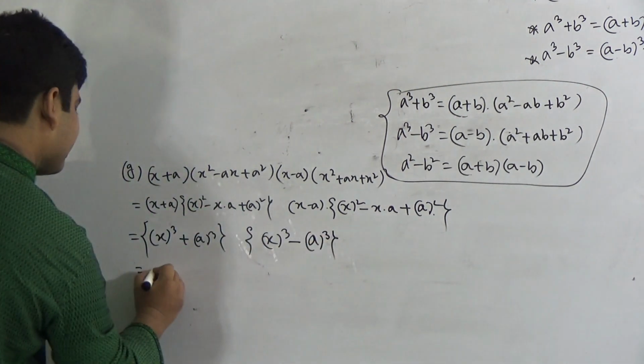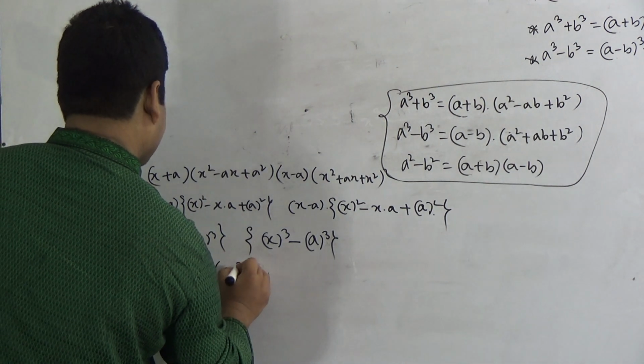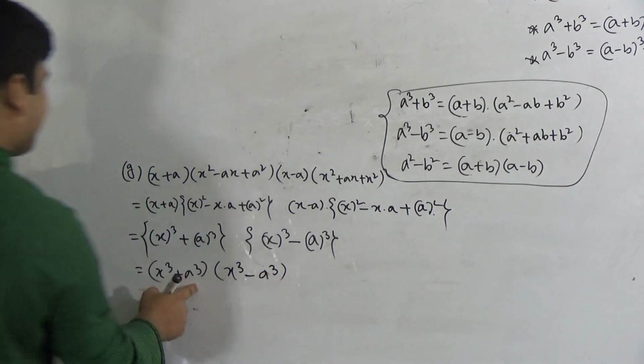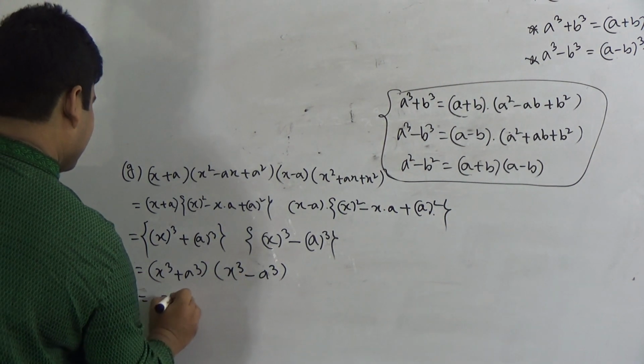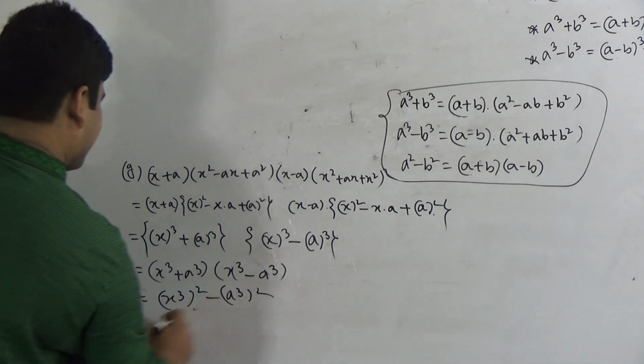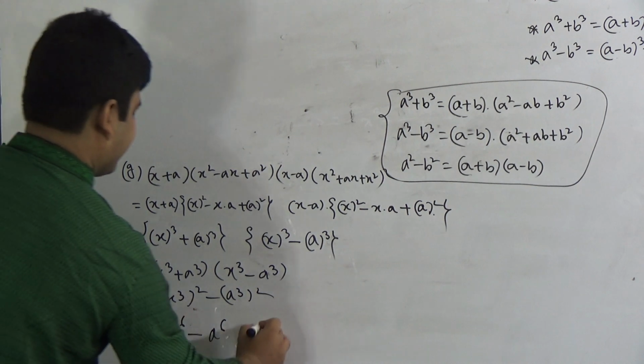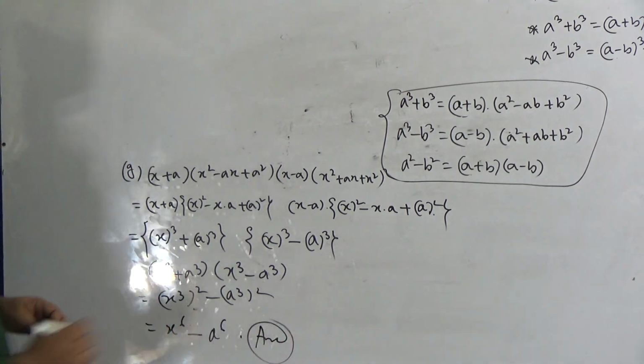Okay, similarly this is a cube minus b cube, b means a. Okay, so x cube plus a cube, on the other hand x cube minus a cube, (a plus b) into (a minus b), that means this formula, a square minus b square. So x to the power 6 minus a to the power 6. My dear student, this is our today's discussion.